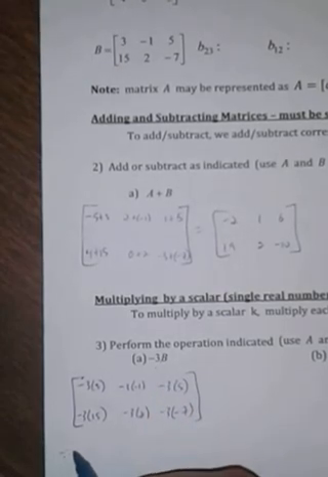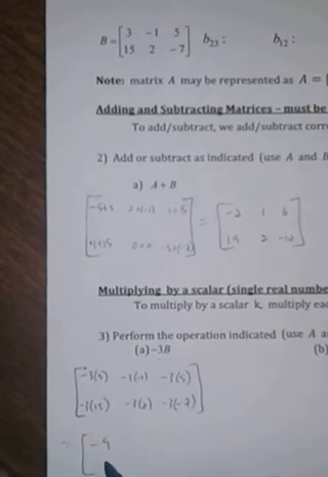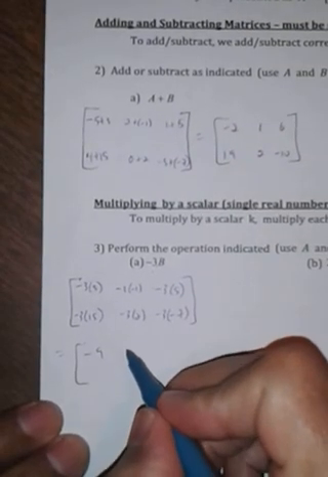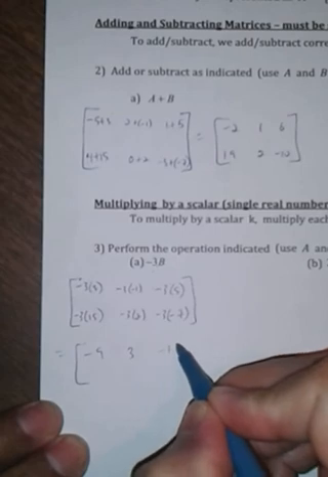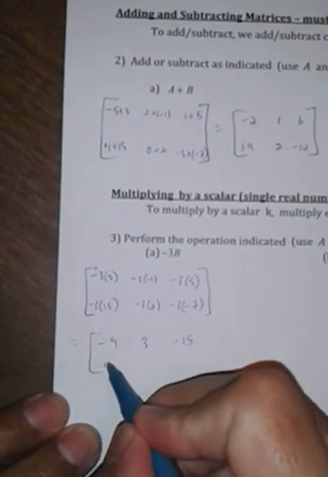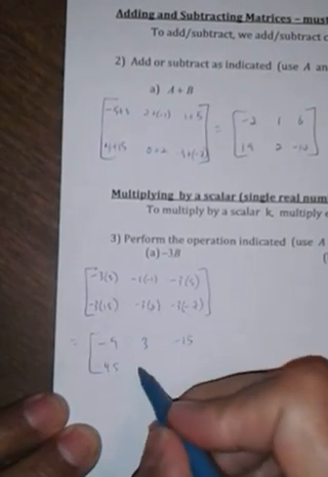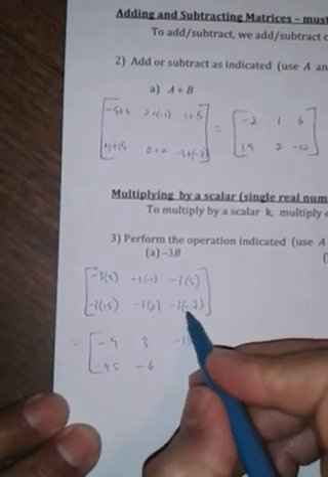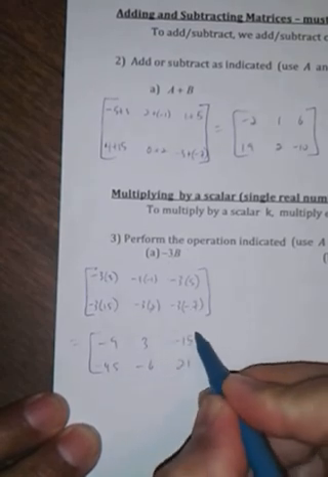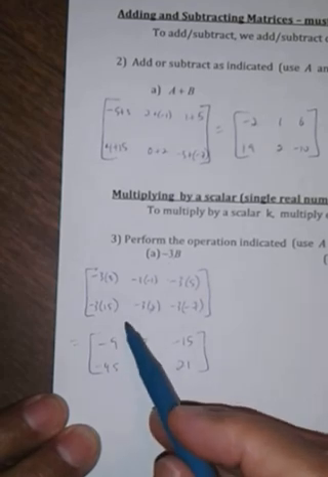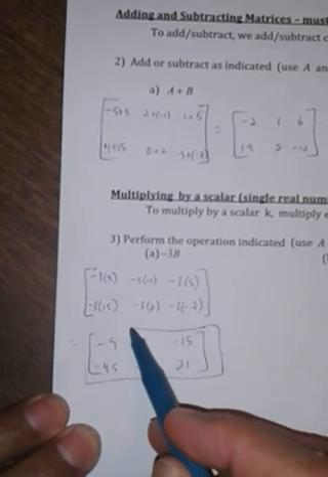All right, and we're just going to simplify that. This will be negative 9, 3, negative 15, and in the second row, negative 45. I'm just multiplying. Negative 3 times 2 is negative 6, and positive 21, and that's our answer right there.